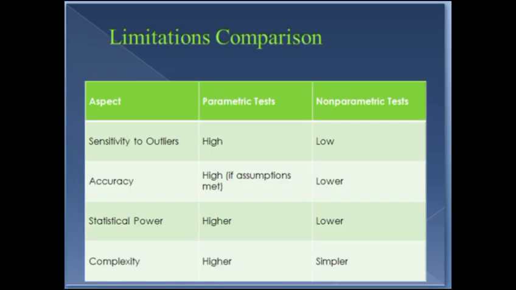Limitation comparison. Each has trade-offs. Parametric tests are more accurate but sensitive, and non-parametric tests are safe but less precise. Sensitivity to outliers, accuracy, statistical power, and complexity are all high in parametric tests, but in non-parametric tests they are lower.